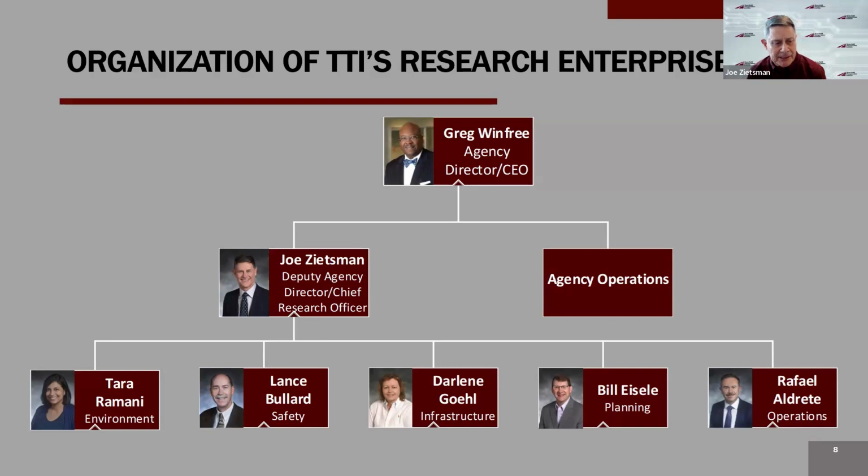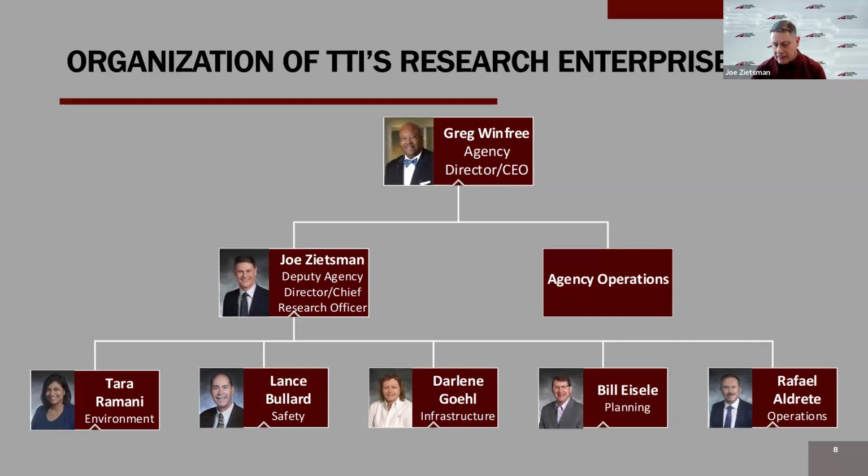So as far as research is concerned, we are divided into 5 groups. As you can see here, Dr. Tara Ramani leads the environment group, Lance Bullard leads safety, Darlene Gale leads infrastructure, Bill Isley planning, and Dr. Rafael Aldretti, the operations group. Underneath these groups, we have divisions and programs. So the 400 plus researchers are organized into these groups in divisions and programs. And the University Transportation Centers, the UTCs that TTI are involved in, are all organized in this structure.